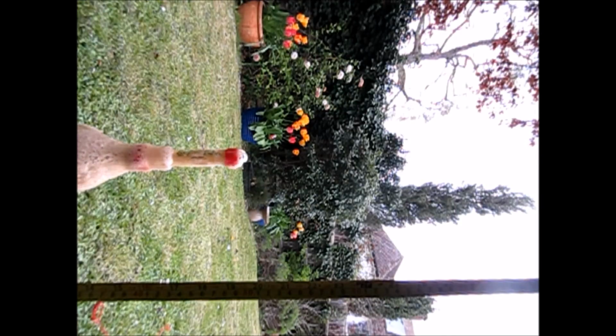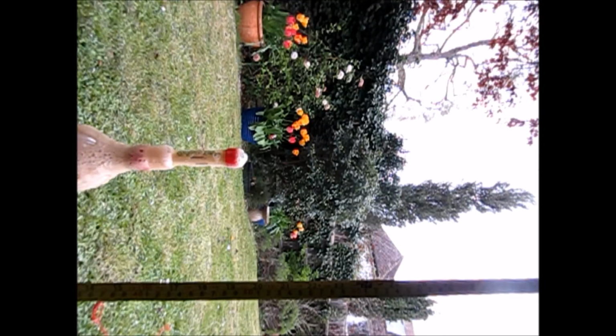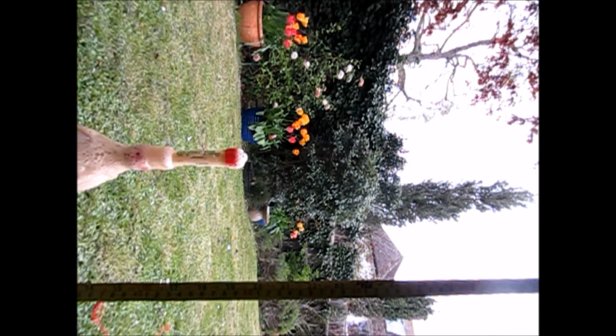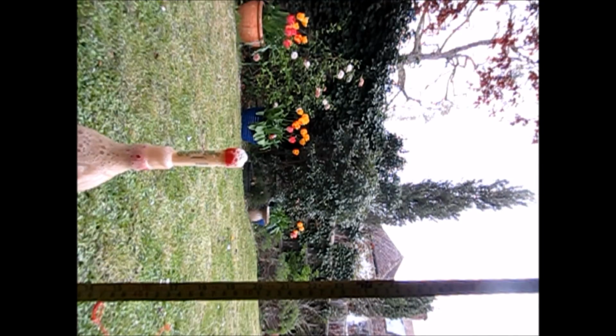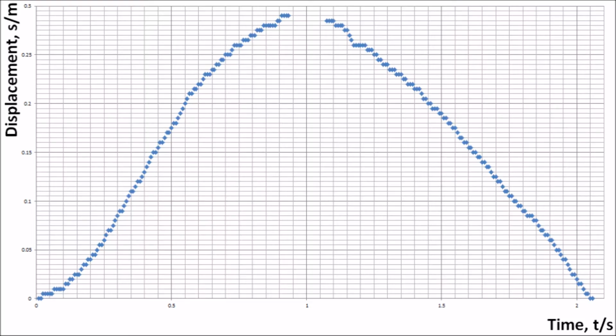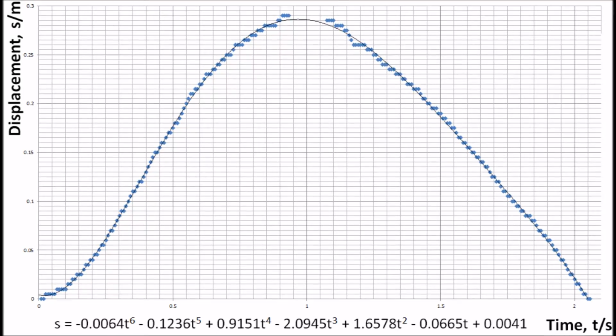Now anyway, using the tape measure that you can see in this shot, and also the frame rate, which was 120 frames per second, I can plot a graph of displacement against time. So in this case, displacement is a measure of how high the ball bearing is above the tube in meters. And here is the graph. So using Excel's curve fitting contraption, I can find an equation relating displacement to time.